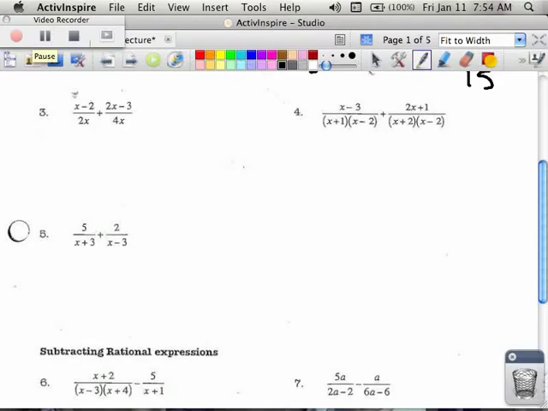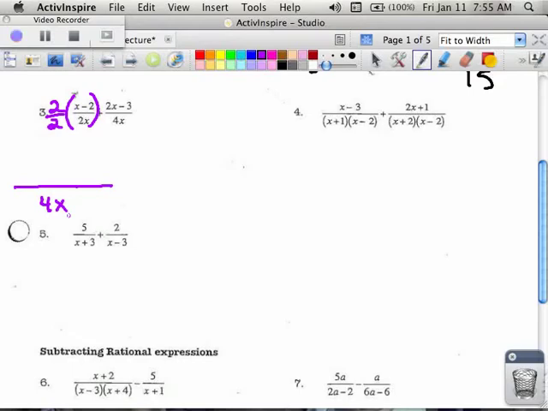In number 3, the denominators are 2x and 4x. Remember, you can only multiply, and you want to turn them both into the same thing. I can use the first fraction, and if I multiplied the top and the bottom by 2, I would turn the bottom into a 4x. And now I would have 4x for the left fraction and 4x for the right fraction. Or in other words, my common denominator would be 4x.